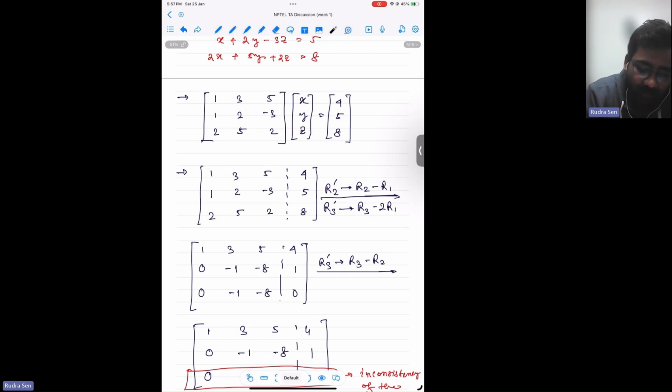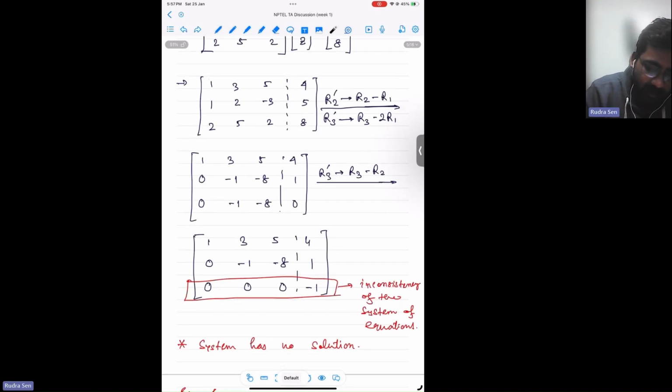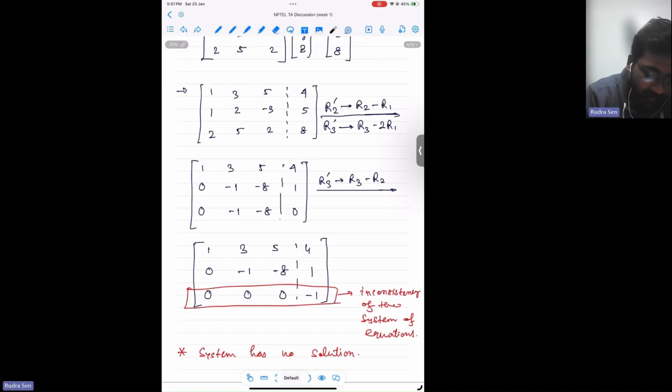So what should be the operation? The first row operation would be, we want to change row 2 to make its first element 0. So row 2 equals row 2 minus row 1. And next we want to change row 3 as well. So row 3 equals row 3 minus 2 times row 1. Okay. So after doing this, what do we get? First row is unchanged. Second row is something like 0, minus 1, minus 8, and 1. And the third row is 0, minus 1, minus 8, and 0.